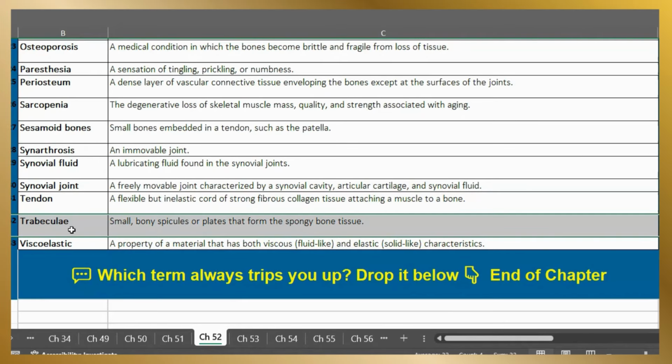Trabeculae, small bony spicules or plates that form the spongy bony tissue. So it's lattice-like bone tissue inside spongy bone. Trabecula means like beams or meshwork.